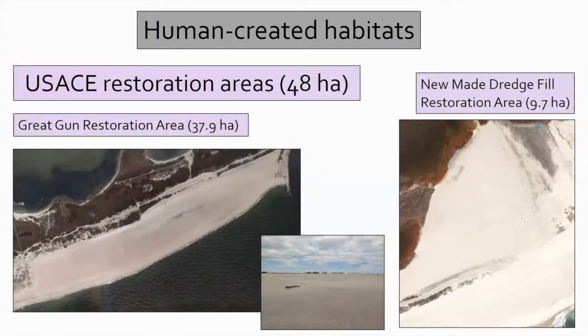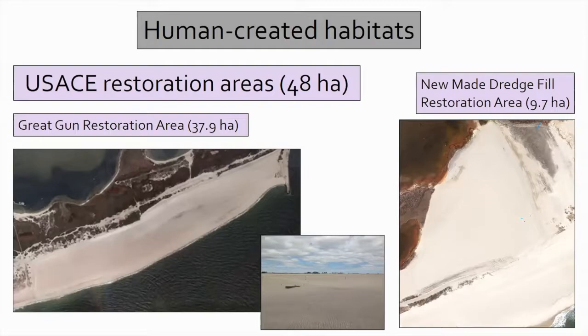And lastly, in response to this stabilization project, the US Army Corps of Engineers created 2 restoration sites, which were specifically designed to be nesting habitat for piping plovers on Fire Island. And the idea was that they would mimic otherwise naturally occurring overwash, which may have happened without a stabilization project. So this area on the left is called Great Gun Restoration Area, and the area on the right is called the New Made Dredge Fill Restoration Area.